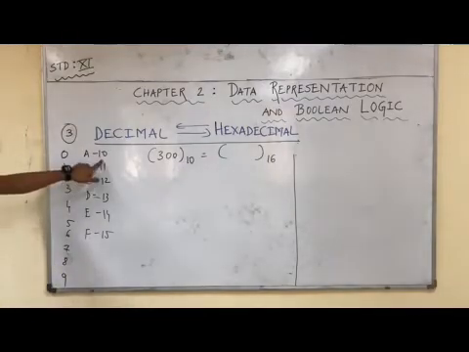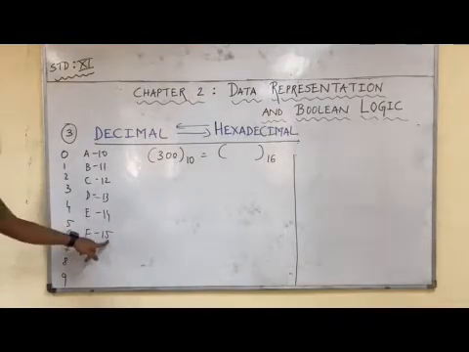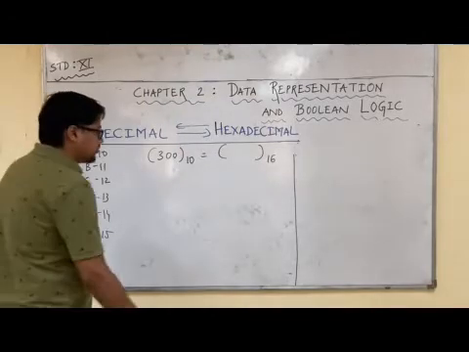But if the remainder is 10, that means we have to replace it with A. If the remainder is 13, we replace it with D. And if it is 15, then replace it with F. So you remember the sequence. Let us start without wasting time.